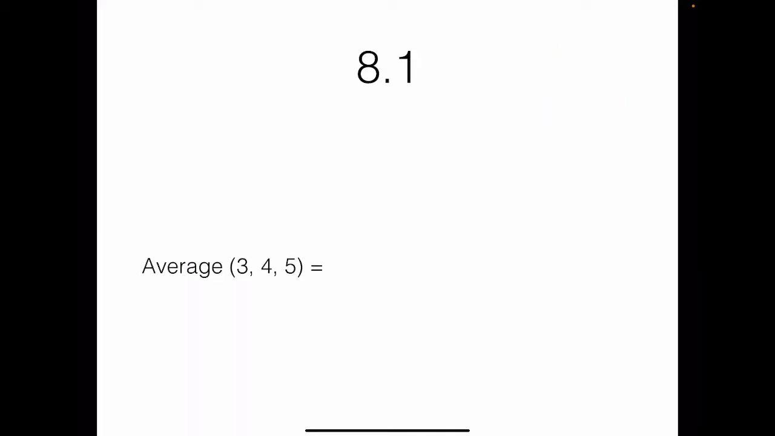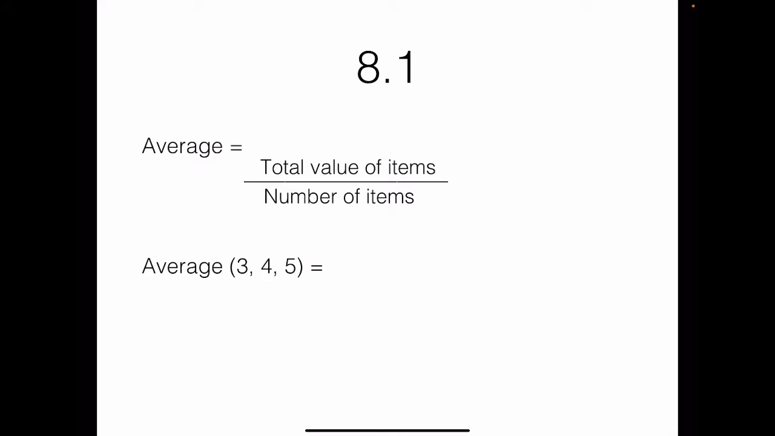For section 8.1, we want to start by investigating the concept of an average. If I ask you to take the average of these three numbers, an average is simply the total value of the items divided by the number of items. So if we're calculating the average of the numbers 3, 4, and 5, we add 3 and 4 and 5, and then divide by the number of items we have. In this case, we have 3 items, so we're dividing by 3.